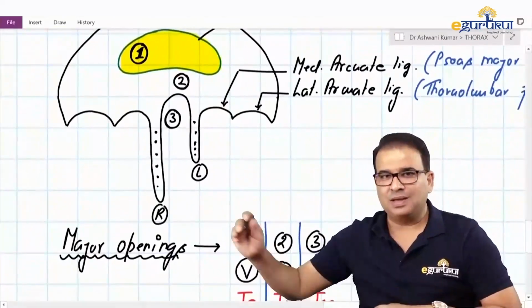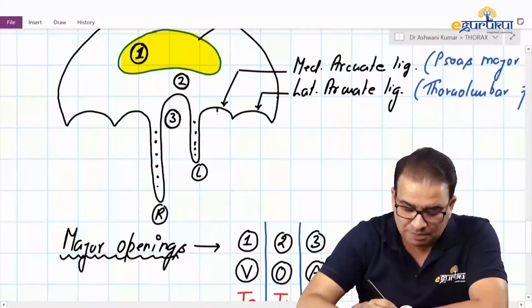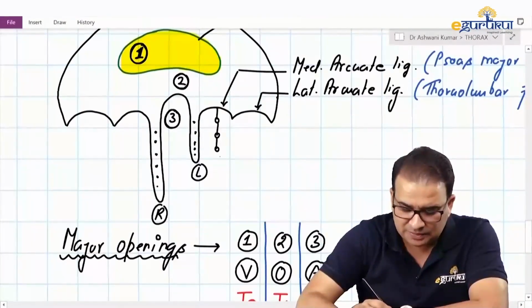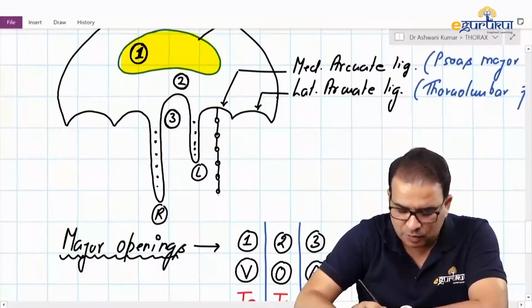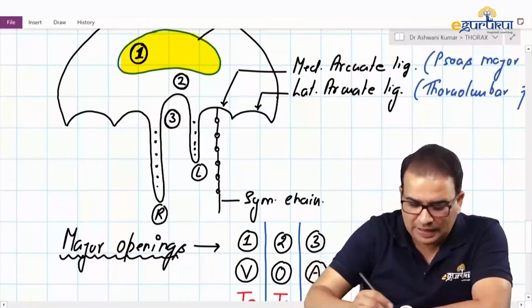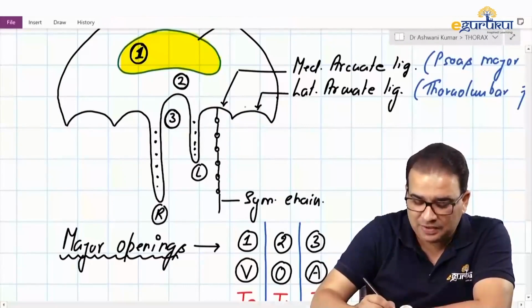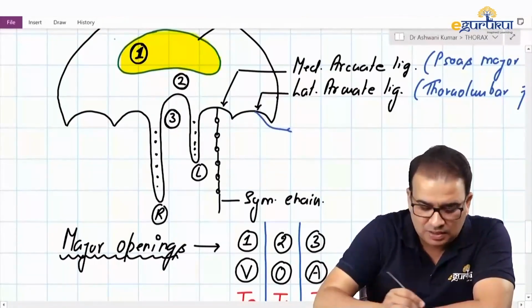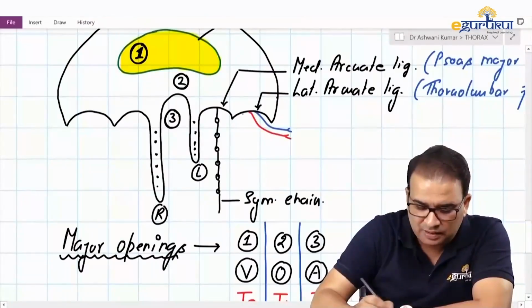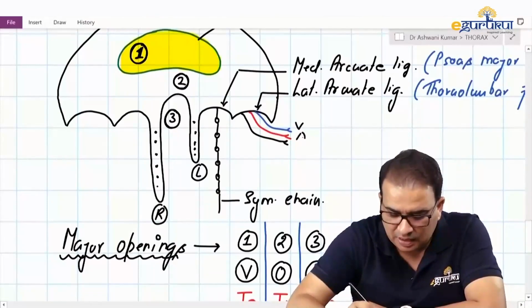And another minor opening is the structures passing deep to the arcuate ligament. Now, passing deep to the medial arcuate ligament is the sympathetic chain. You can draw it in this same diagram only. So you will see the sympathetic chain passing deep to the medial arcuate ligament. That's how it goes down. And deep to the lateral arcuate ligament, you will see subcostal nerves and vessels. You will see subcostal vein, subcostal artery, and subcostal nerve. VAN, V-A-N. This is subcostal.